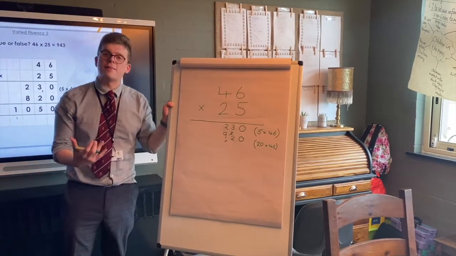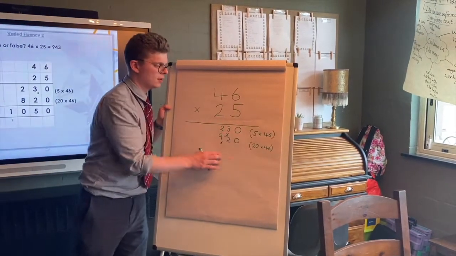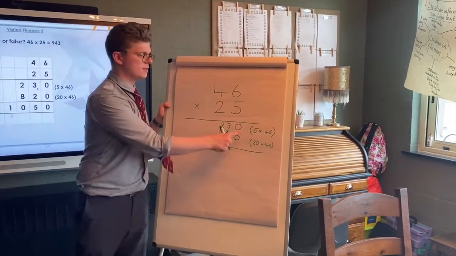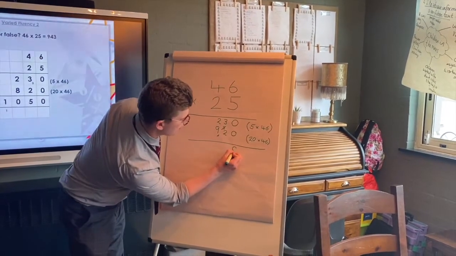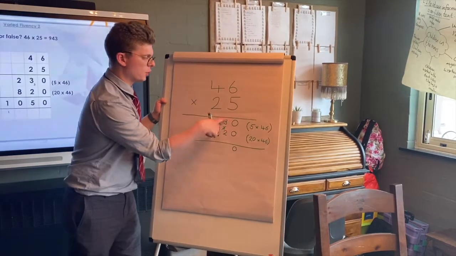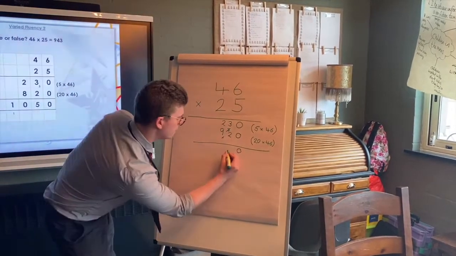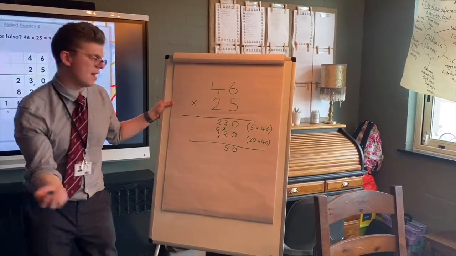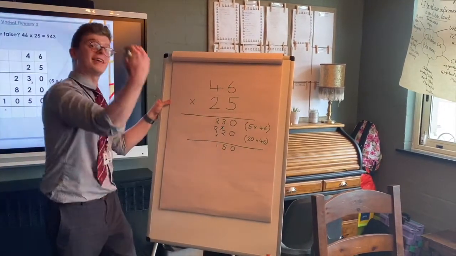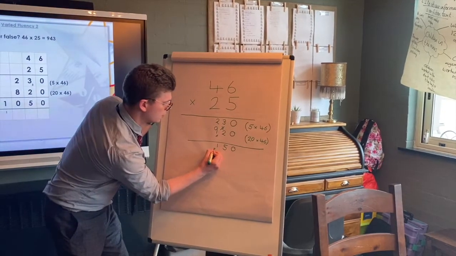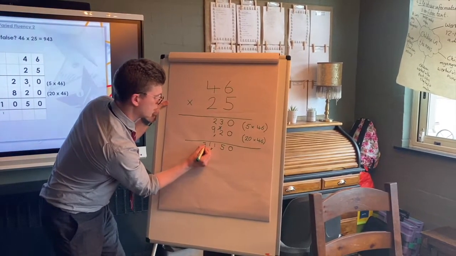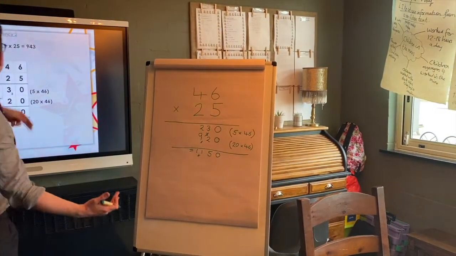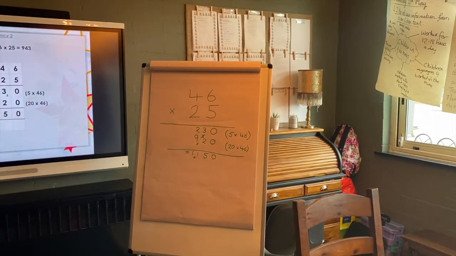Our final step then would be to add together our two totals. 0 plus 0, I know equals 0. 3 plus 2, I know equals 5. And 2 plus 9 equals 11. 1, carry the extra 1, giving us an answer of 1,150. So of course, it's false.